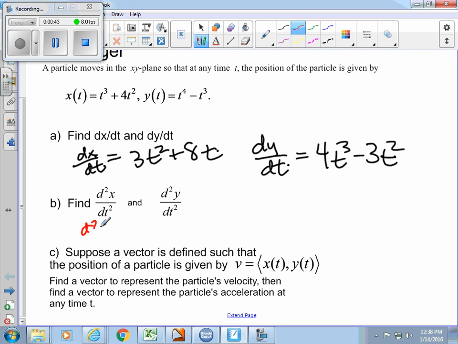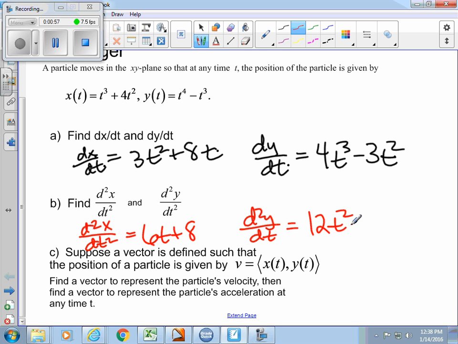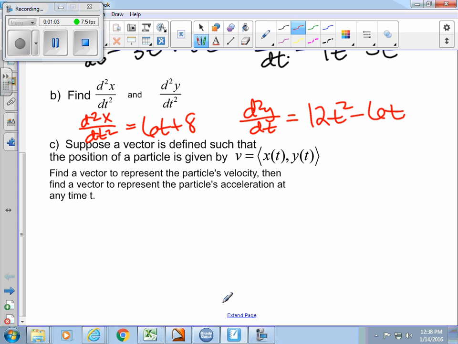The second derivative of x with respect to t is 6t plus 8. The second derivative of y with respect to t is 12t squared minus 6t. So you would call parts A and B a parametric question, in the parametric questions chapter, right?